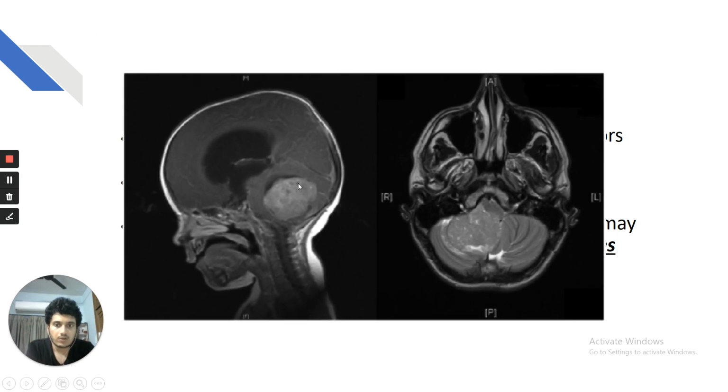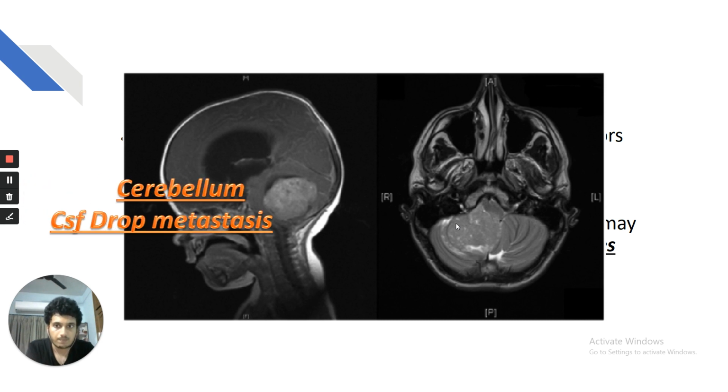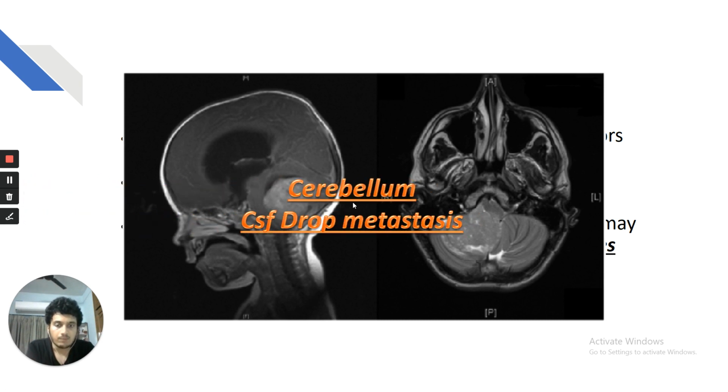So again, my dear friends, it is classically medulloblastoma involving the entire cerebellar region in both coronal and sagittal section. So you can see these are tumors of the cerebellar vermis, and these are most commonly found in the cerebellum, and they spread by CSF drop metastasis. So a tumor of the cerebellum in a child, which is quite malignant, spreading by CSF drop metastasis, is medulloblastoma.